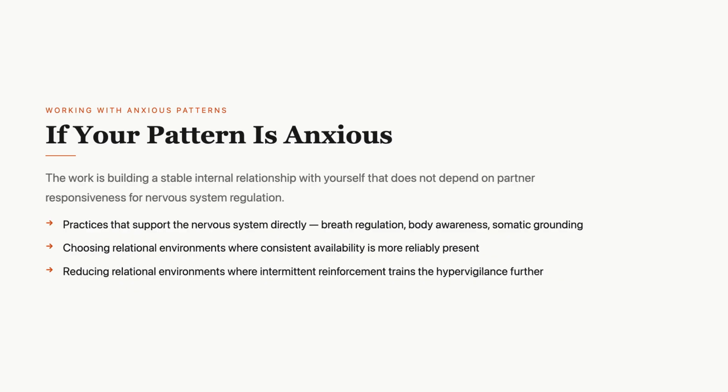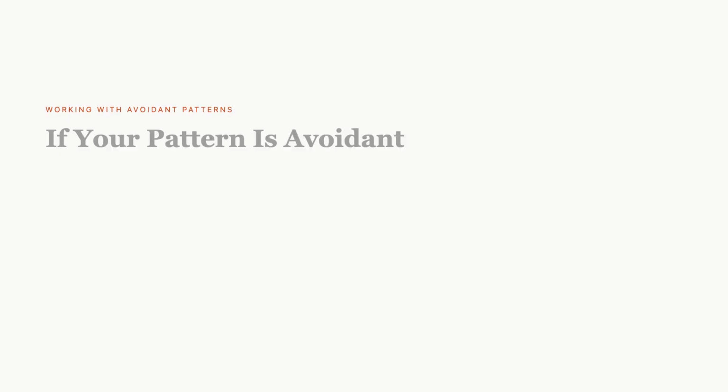If your pattern is avoidant, the discomfort that arises when a relationship deepens is a trained nervous system response, not evidence of a wrong relationship or the wrong person. The work involves gradually tolerating increased closeness without activating the deactivating response, which requires exposure, not avoidance, in a safe relational context.